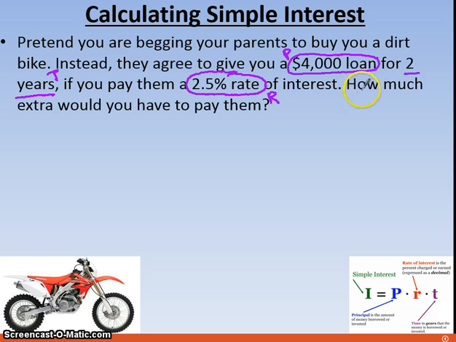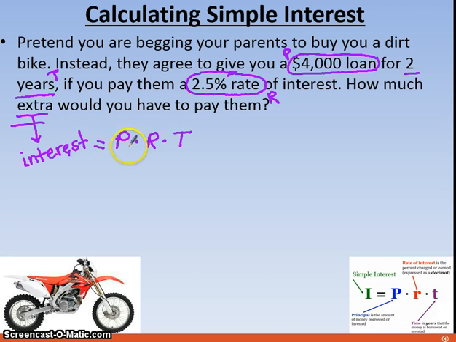Now we are looking for how much extra we would have to pay them. Well, I do not hear how much interest. However, the word extra is implying the interest. The extra money that we have to pay them because we took the loan. Now we know that interest is equal to principal times the rate times the time.